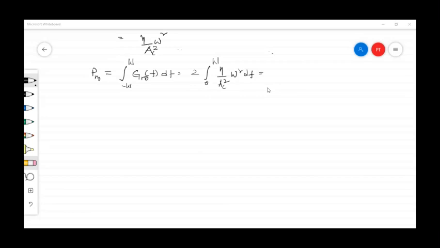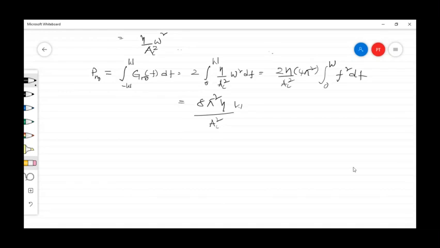After substituting the values and simplifying this, we can get 2 times eta by AC square, and this W can be written as 2 pi f whole square. So I can write this as 4 pi square integral 0 to W f square df. Now it is 2 into 4, 8 pi square eta by AC square. After integrating this and substituting the value of W, what do you get? You get W cubed.